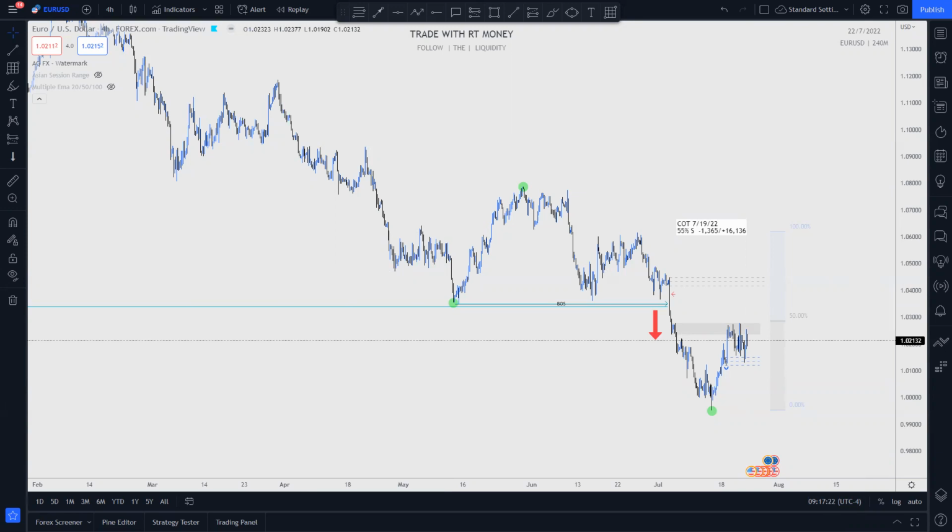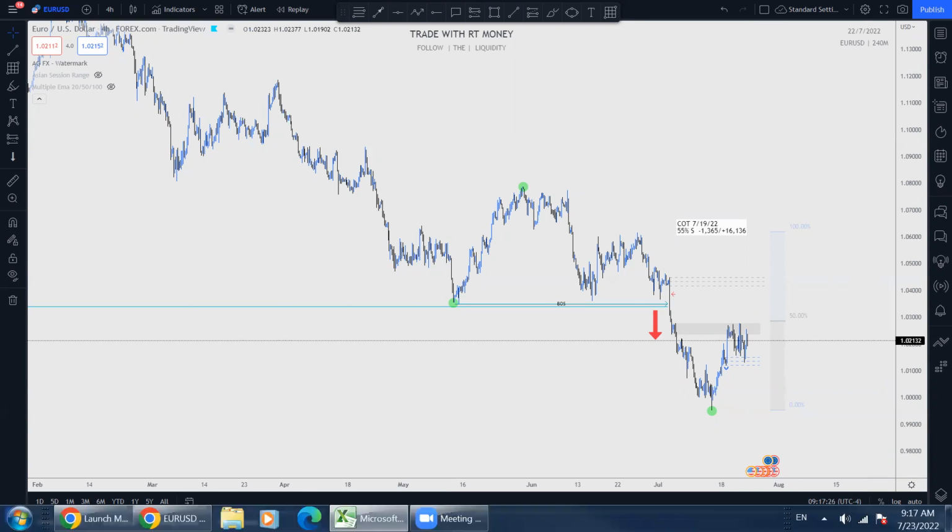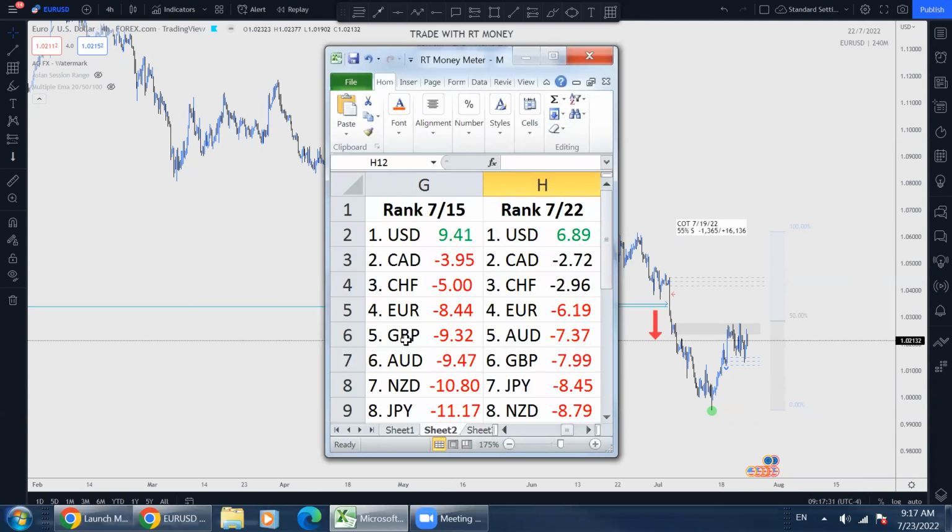Hey, we're going to take a look at Euro USD. First, let's take a look at that RT money meter. The RT money meter tracks the rate of change of each individual currency from a futures perspective, over a period of 15 weeks, about 3 months. And I update it every week on the weekends where the currency strength does not change, okay?